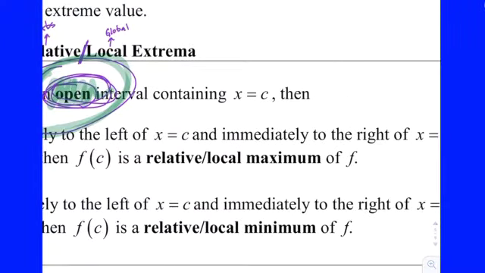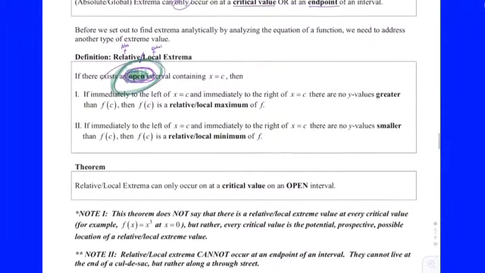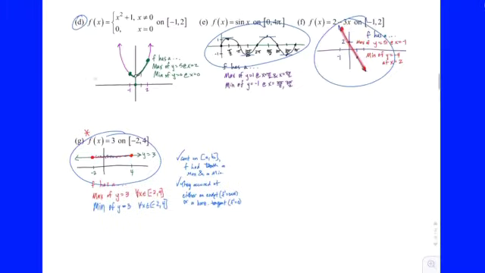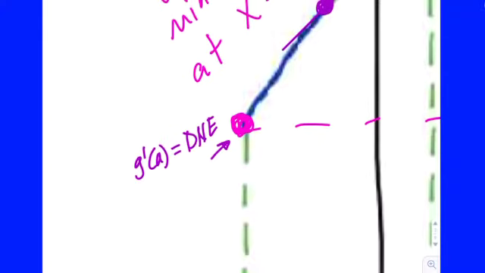In other words, if there exists a small enough open interval containing an x value such that it's the location of an absolute max on that interval, it's a local max. And if there exists a relatively small local interval where it's an absolute min, then it's a local min. Very, very, very important. So if you come back way up here to our first one, this was the absolute min. Could that also be a local min?